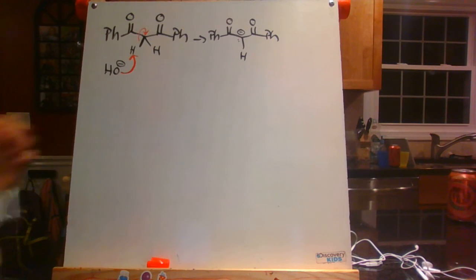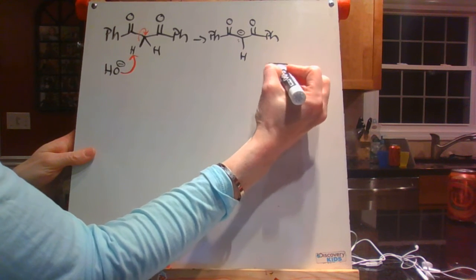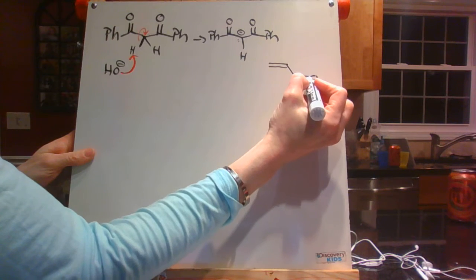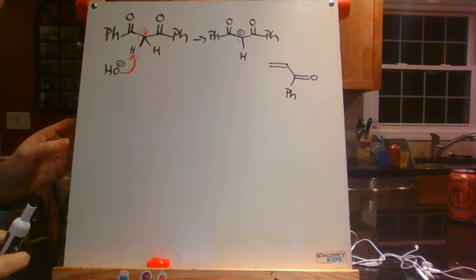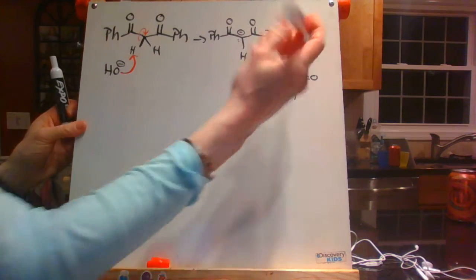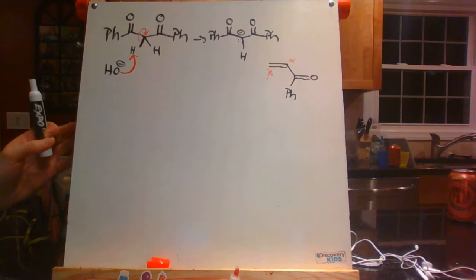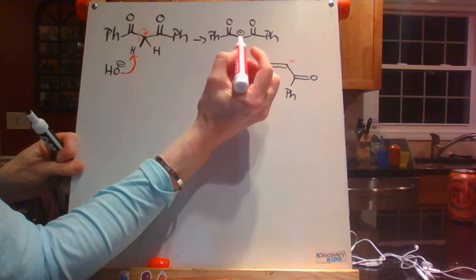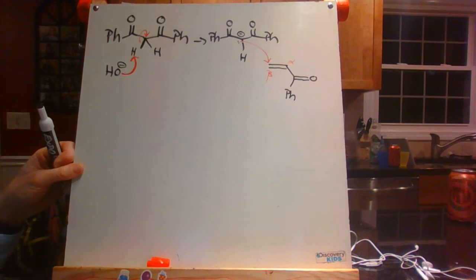Now, the Michael acceptor is right here. I'm going to tip the alpha beta unsaturated carbonyl component on its side. And if we look at the alpha beta unsaturated electrophile, here go the arrows. So from the enolate to the beta carbon, and then the beta carbon already has 4 bonds to it.